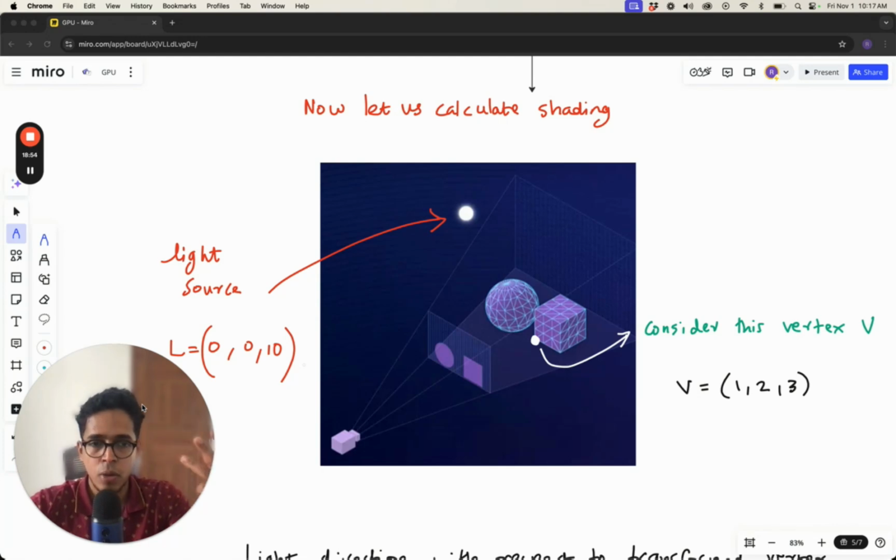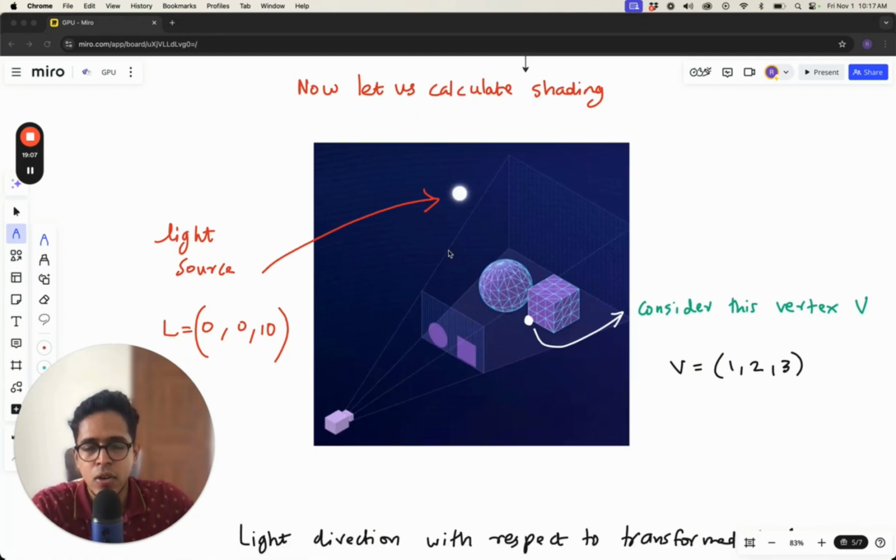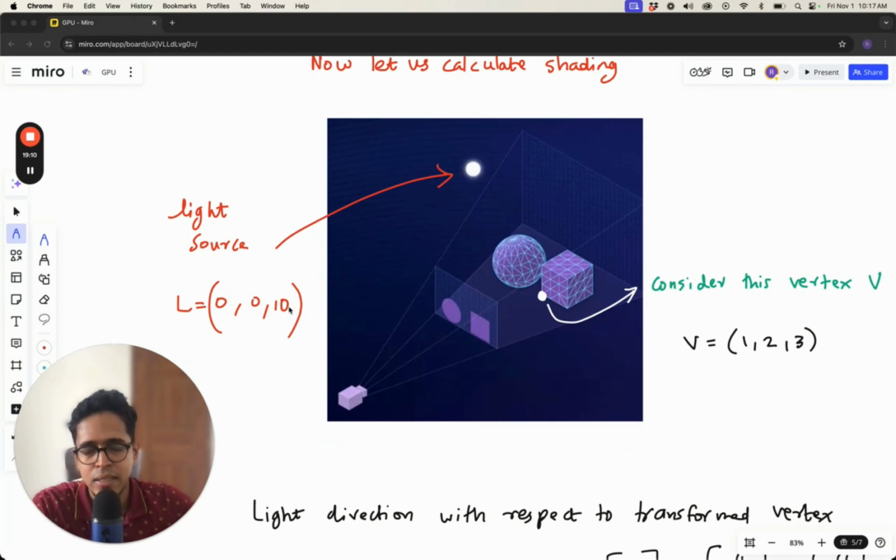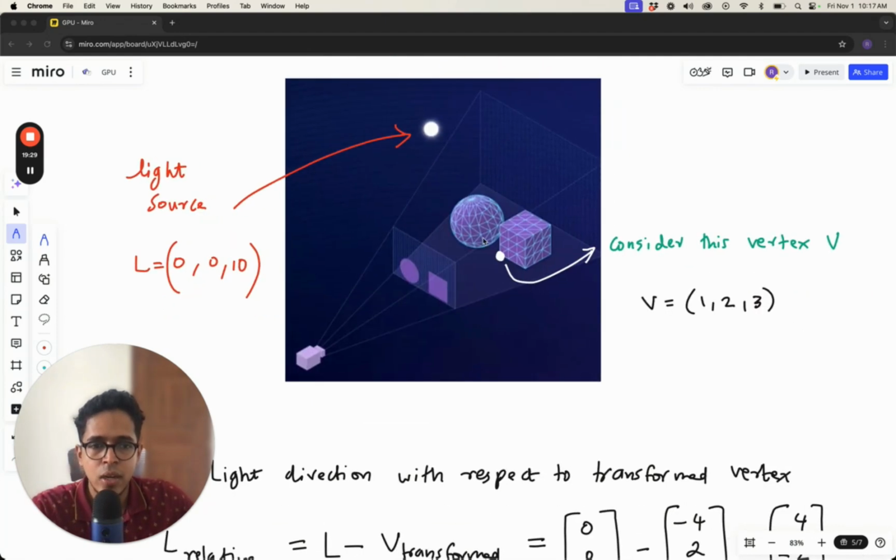And there are many more complex factors, but let us just consider the fact that the light source is placed at a particular location in the scene with respect to the vertex that we are looking at. So let's say the light source, although in this image I know that L equal to 0, 0, 10 is not the right kind of coordinate, because if this is 1, 2, 3, this cannot be 0, 0, 10, but that's okay. Let's not worry about that. Let's imagine the light source is placed at the coordinate L equal to 0, 0, 10. So the X coordinate is 0, Y coordinate is 0, and Z coordinate is 10 with respect to the vertex that we were looking at, which was V equal to 1, 2, 3, right?